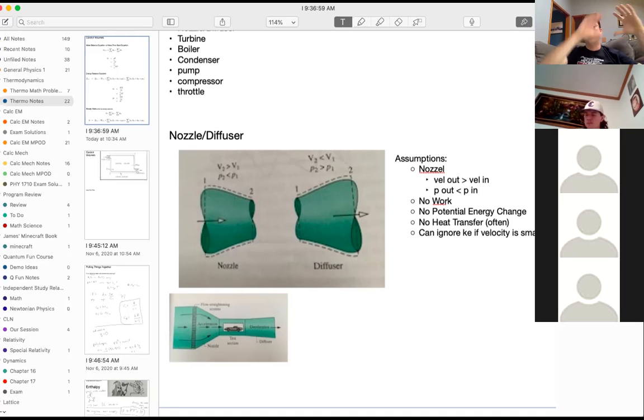Okay, so for a nozzle, you're pinching it down, decreasing the area, which increases the velocity using the mass flow rate equation. But if the velocity increases, the pressure drops.